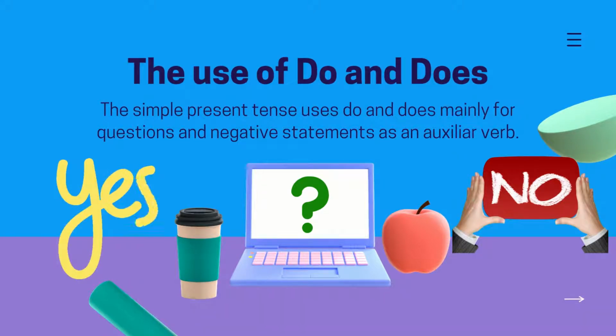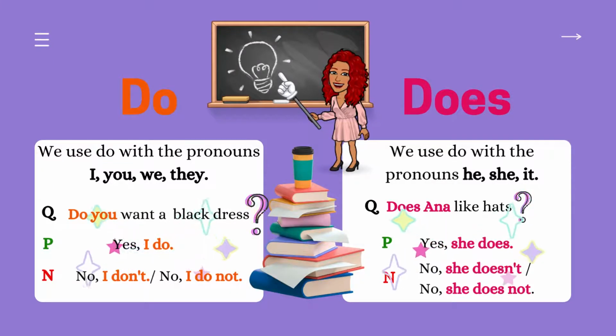Now let us review the use of do and does. The simple present tense uses do and does mainly for questions and negative statements as an auxiliary verb. We use do with the pronouns I, you, we, and they. Let's check out the example. Do you want a black dress? A positive answer will be yes, I do. And a negative one will be no, I don't, or no, I do not.